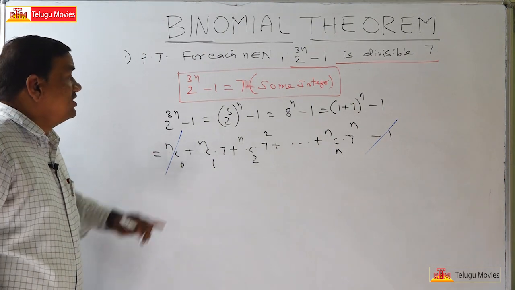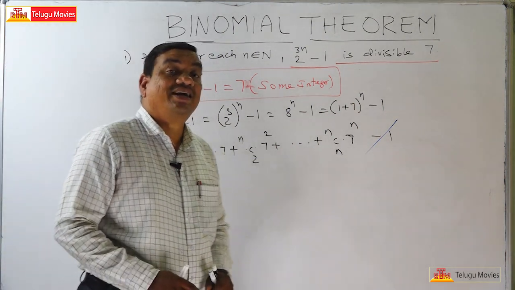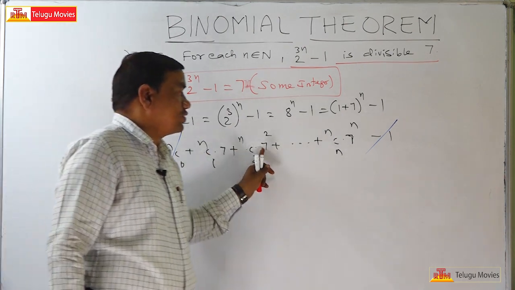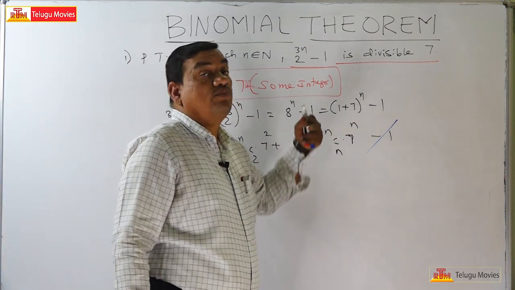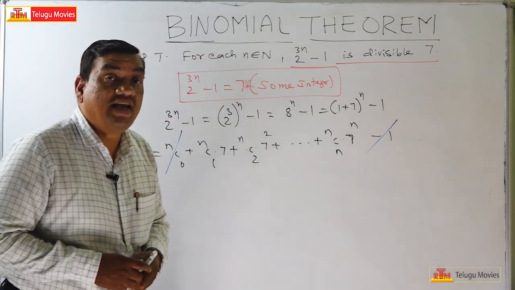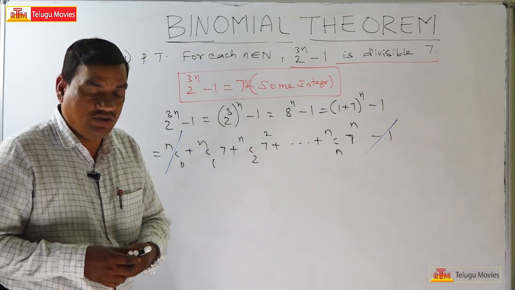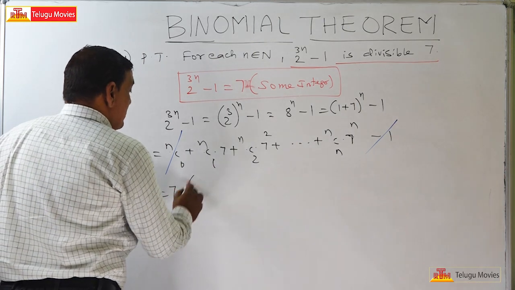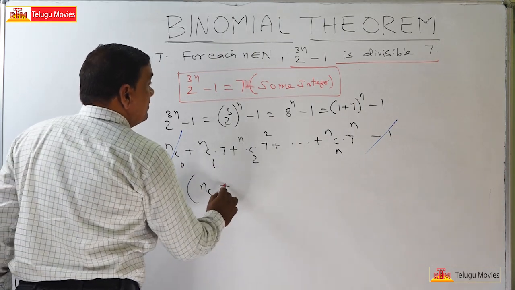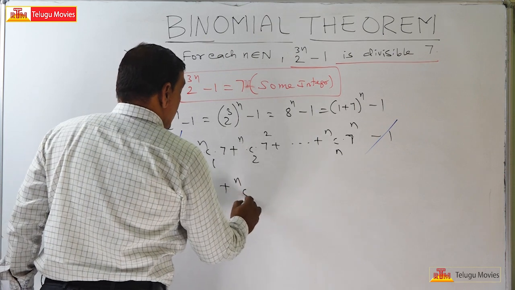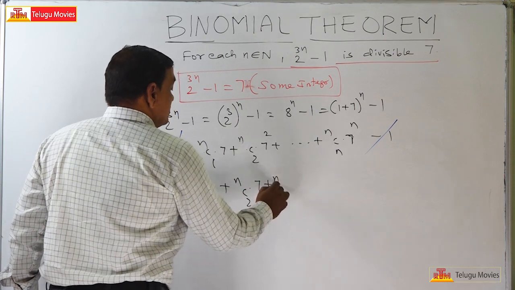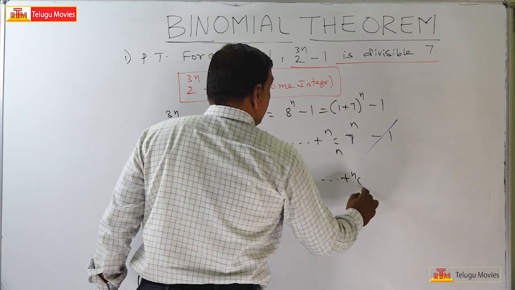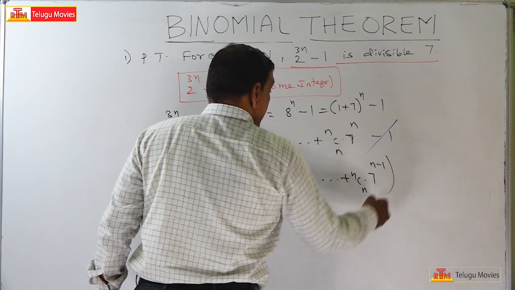Now this nC0 and minus 1 get cancelled. So here we have 7, 7 square, 7 cube, up to 7 to the power of n. We can take 7 common outside, since all are multiples of 7. So this is nC1, this is nC2 into 7, this is nC3 into 7 square, last one nCn into 7 to the power of n minus 1.